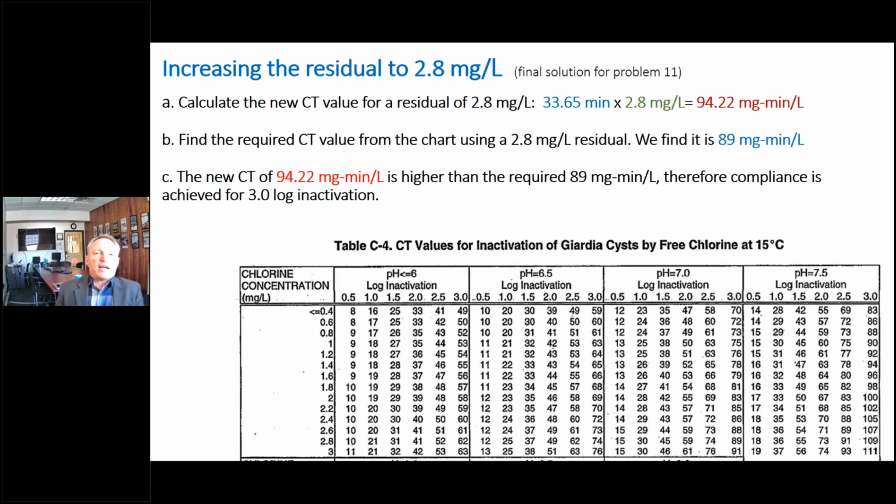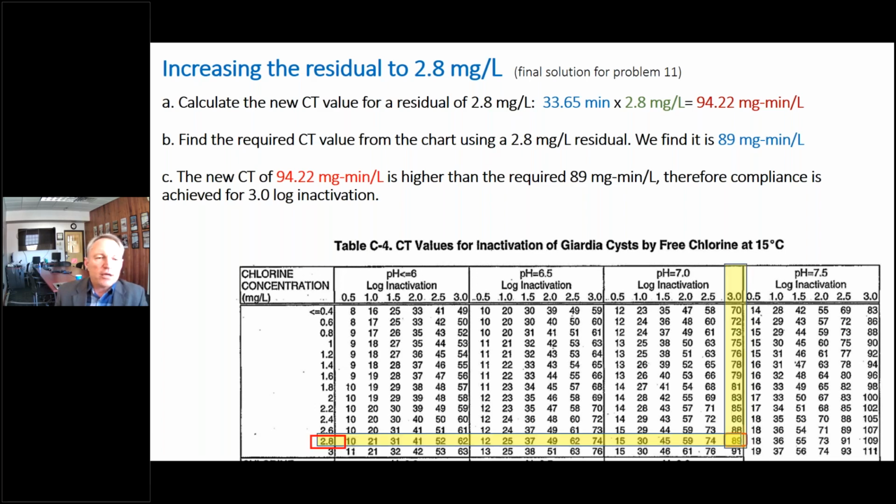So we find out that if we increase the residual that we are attaining all the way up to 2.8, that gives us our 33.65 minutes we calculated times 2.8. It gives us a CT value of 94.22.